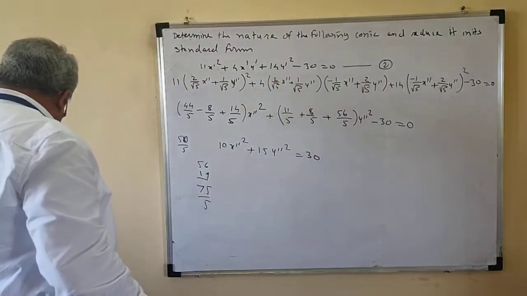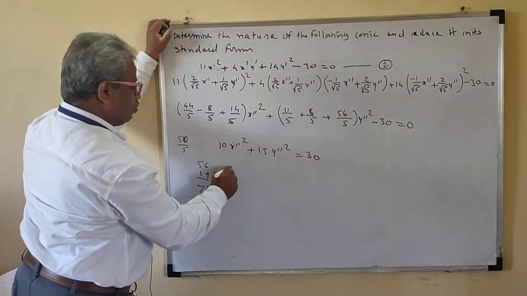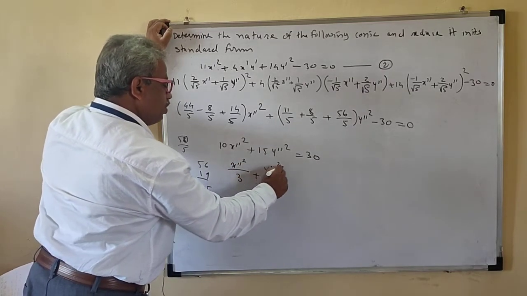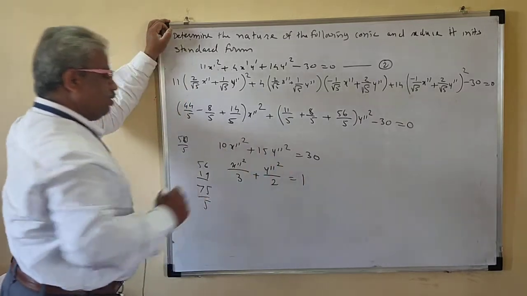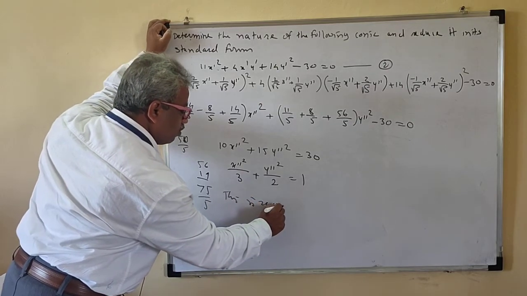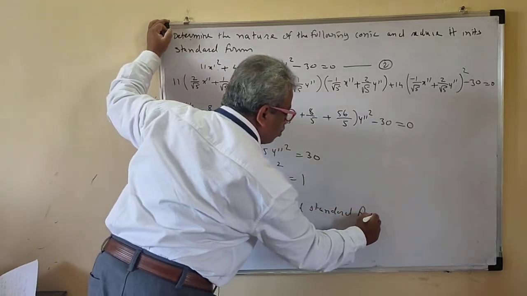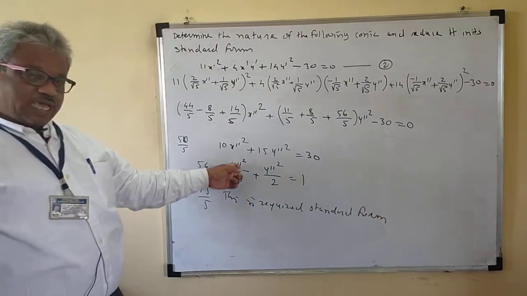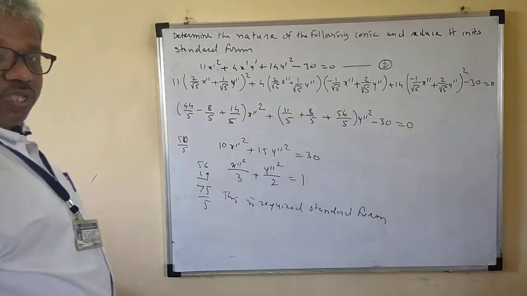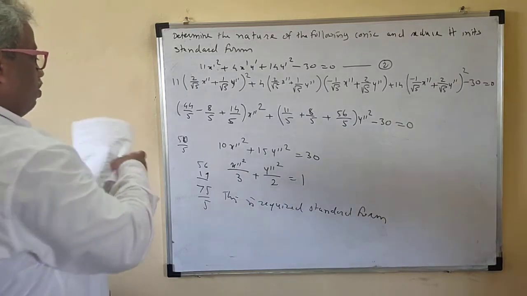Is equal to 30. Because of the minus 30, you can shift the 30 to this side. So then x double prime square upon 3 plus y double prime square upon 2 is equal to 1, right? So this is the required standard form. Now see, x square upon a square plus y square upon b square is equal to 1. You get an ellipse because your conic was the ellipse. So this is your required answer.